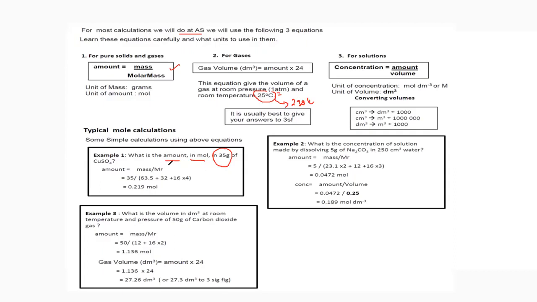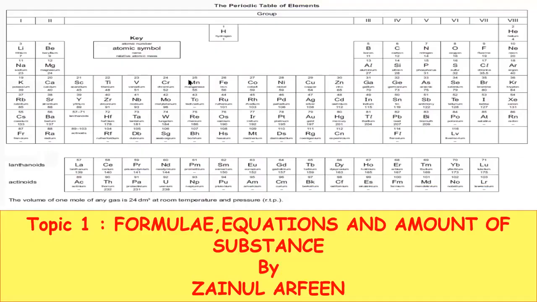What about the molar mass? We have to check the periodic table. We have copper sulfate, which is CuSO4. You can see the mass of copper is 64, mass of sulfur is 32, and mass of oxygen is 16. So when you are working out the molar mass of copper sulfate, copper is 64 plus sulfur is 32 plus oxygen is 16 multiplied by 4.